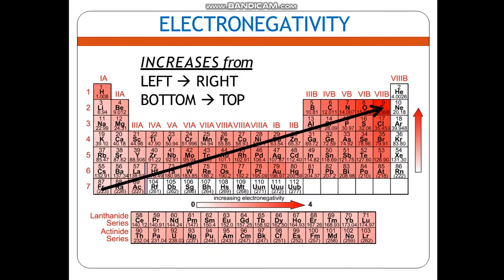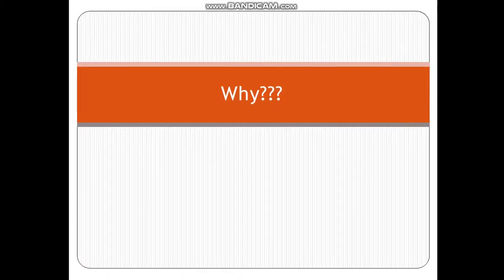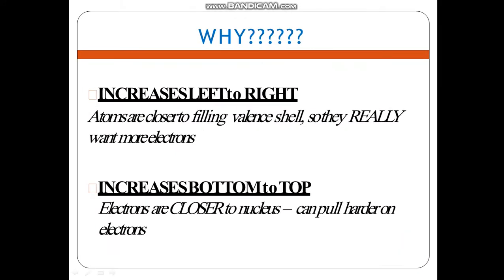And here is the pattern. The pattern of the electronegativity is like the last one: it increases from left to right and from bottom to top. Why does it do this? Because atoms are closer to having a full valence shell. And why does it increase from bottom to top? Because electrons are closer to the nucleus.